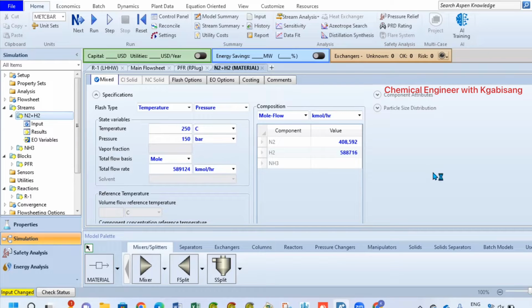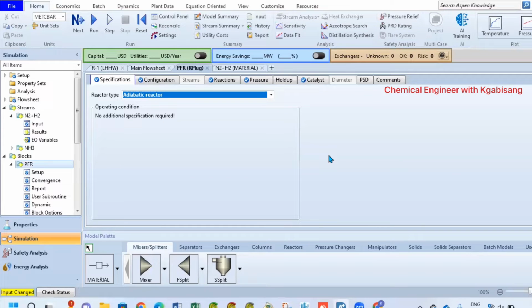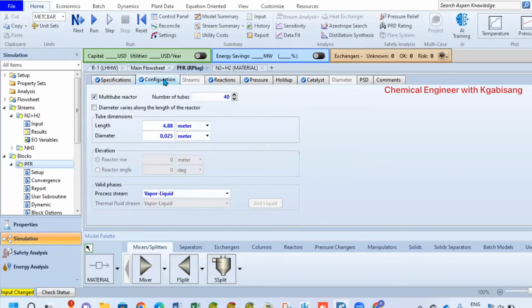Now let's look at our reactor. For the reactor, we are going to say it's an adiabatic reactor. The configurations there, we can say we have at least 40 number of tubes. The reactor length there is 4.88 meters and the diameter is 0.025 meters.